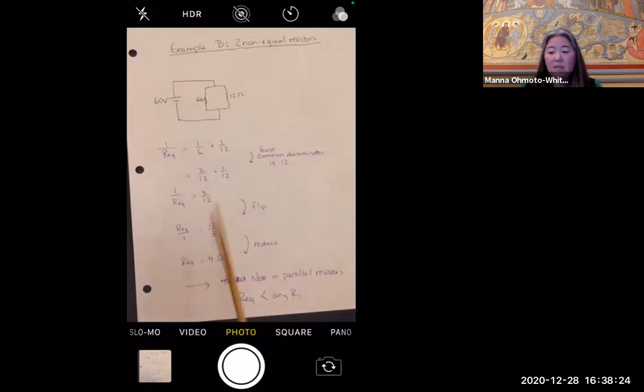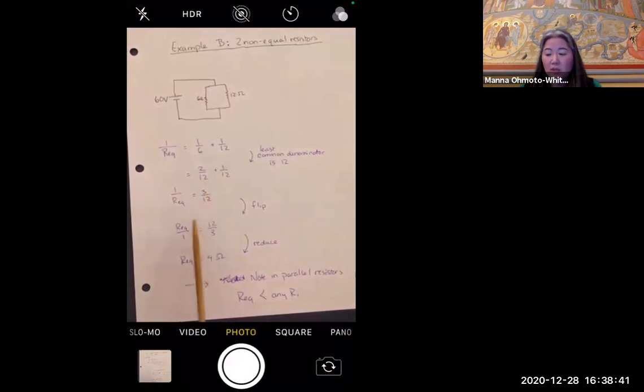Still the same steps. My 1 over REQ is equal to 1/6 plus 1/12. My least common denominator is 12. So again, 5th grade math. 1/6 becomes 2/12. Now that they have the same denominator, I can add these, and this becomes 3/12. So my 1 over REQ is equal to 3/12. I flip both, so my REQ becomes 12 over 3, and then I reduce and add my units. So REQ is equal to 4 ohms.